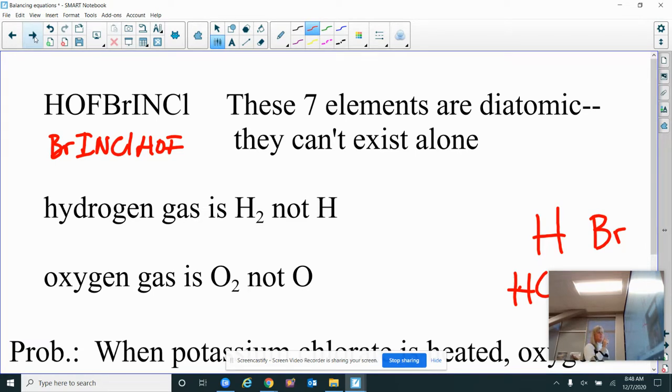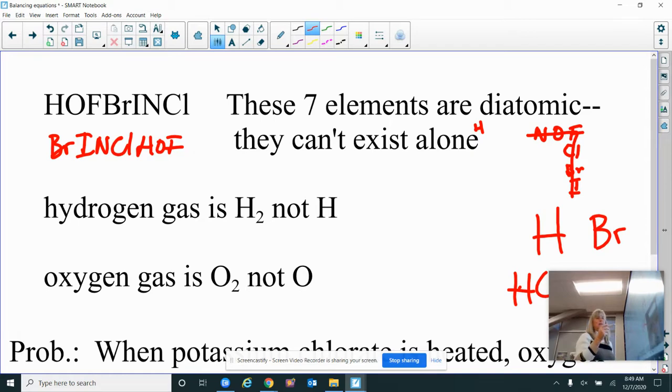There's 7 elements. On the periodic table, if you look at your periodic table, nitrogen, oxygen, fluorine are in a row. And then underneath fluorine is chlorine, bromine, iodine. So they make a number 7, plus hydrogen is over on the periodic table off by itself. So those elements cannot be alone in an equation. So if it says, again, like chlorine gas, fluorine gas, it has to be diatomic, F2, Br2. There is no such thing as H by itself or Br by itself.